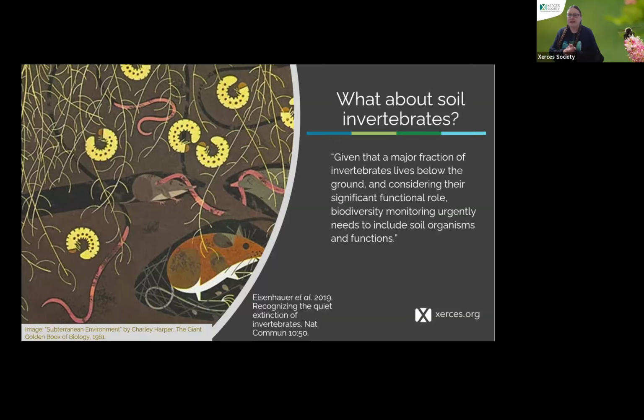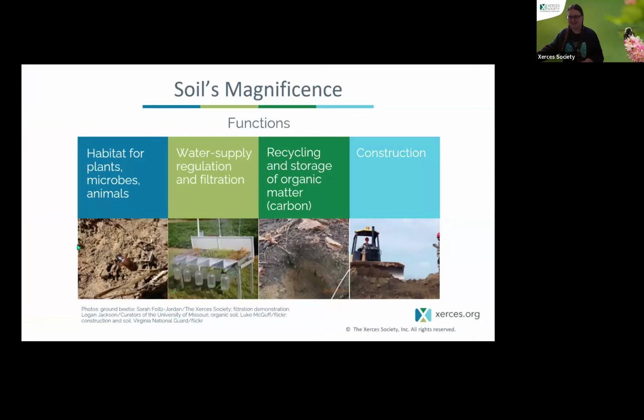But given that a major fraction of these invertebrates live below the ground under our feet, and considering their significant functional role, biodiversity monitoring is urgently needed. And we'll talk about that later today. And I think that's one of the fun parts, actually getting out there and looking at these animals and being curious and discovering what's in the area you're looking at, whether it's your farm or a garden or a community garden. We want to know, right? We want to know what's out there.